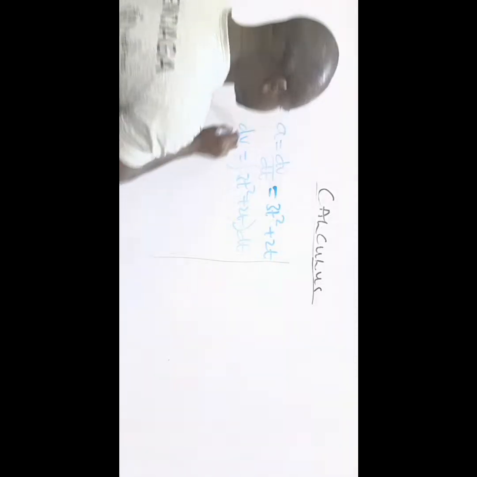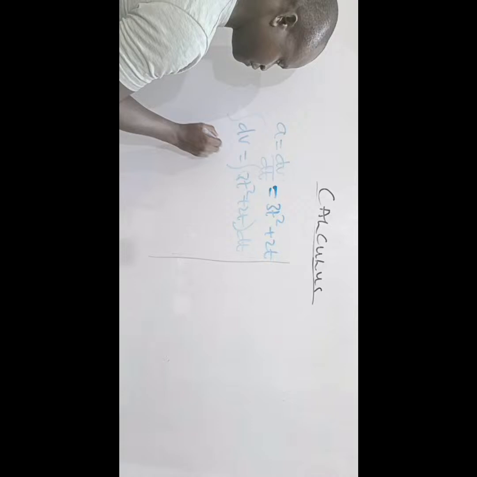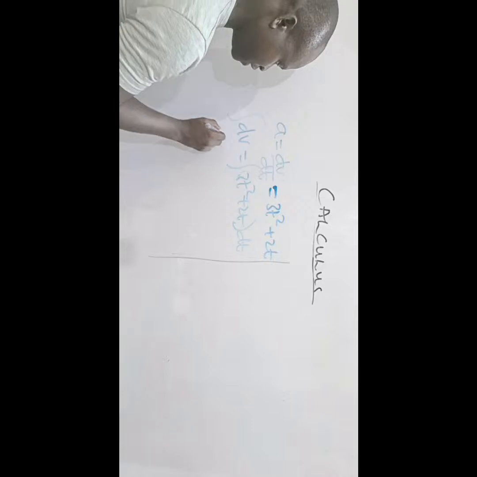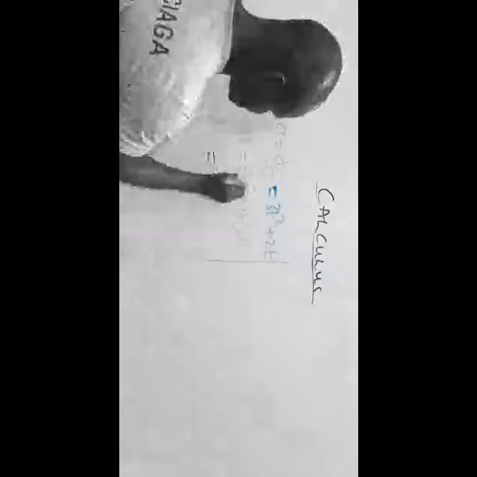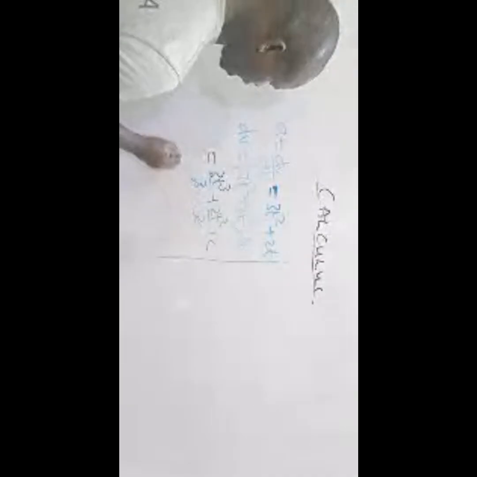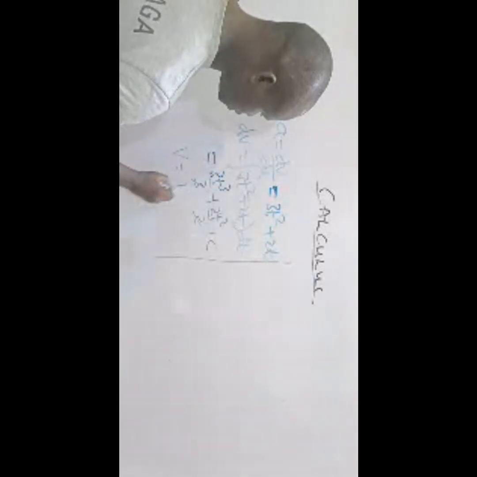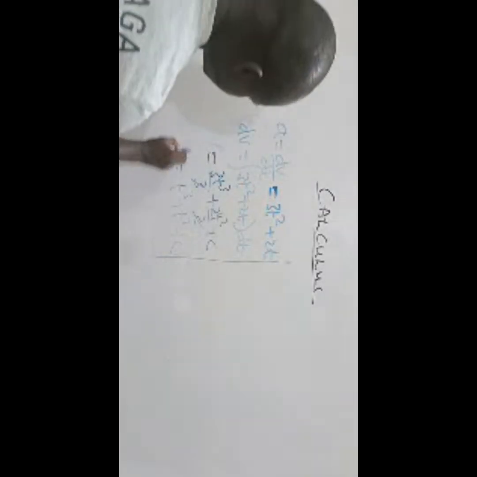So I will introduce the integral sign. If I integrate dv, I'm going to get v. If I integrate the right side, I'm going to get 3t cubed over 3 plus 2t squared over 2 plus an arbitrary constant. This will cancel this, this will cancel this. At the end of the day, v will be equal to t cubed plus t squared plus c. That is what our v will be.